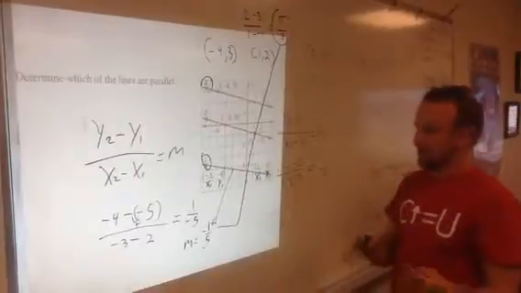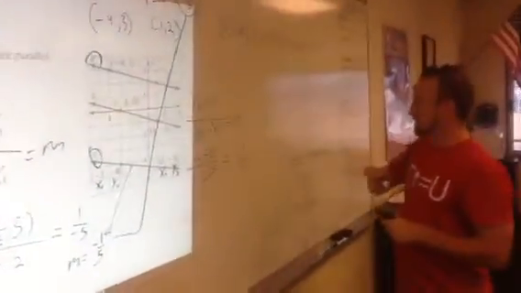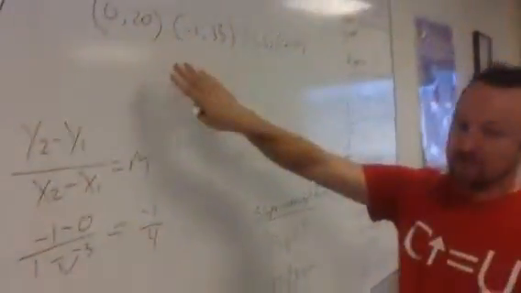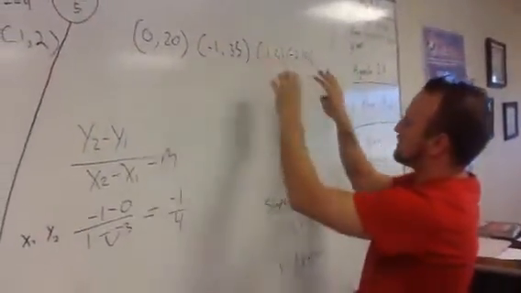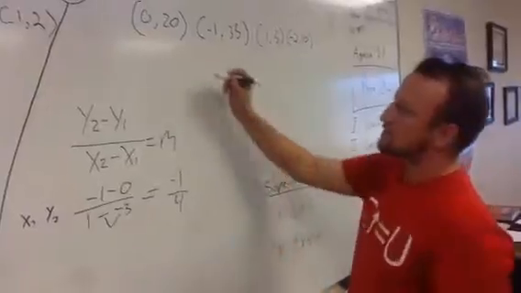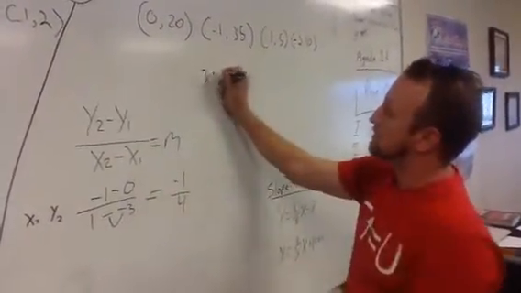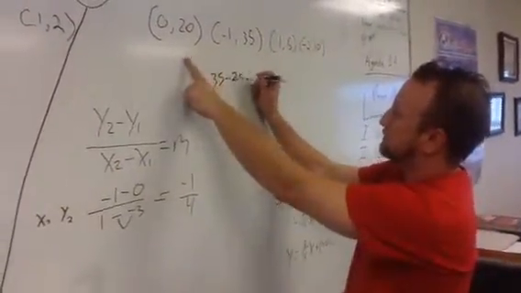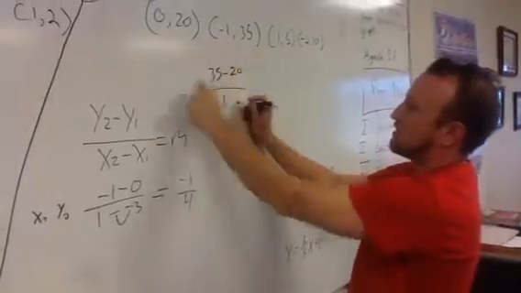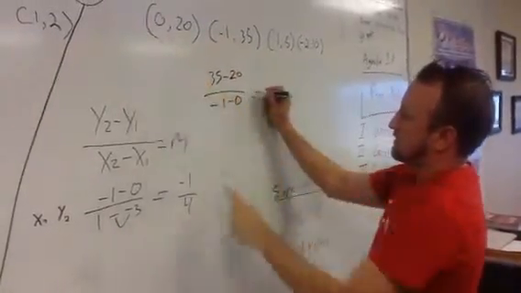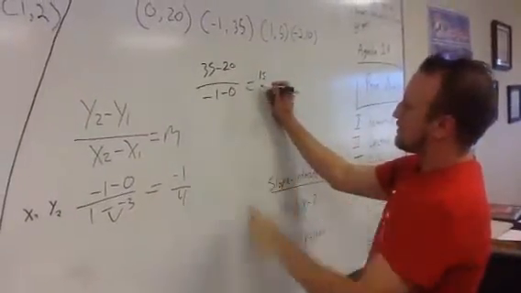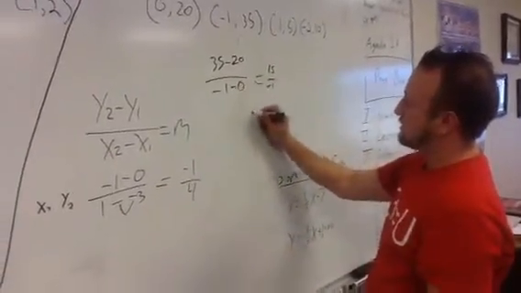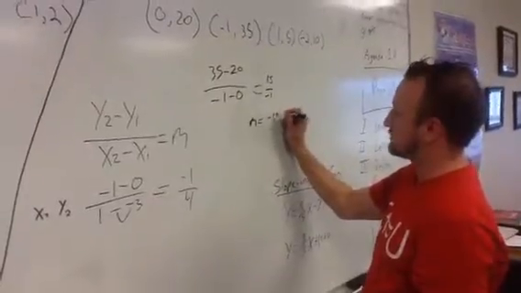Okay? Now, let's scoot over a little bit over here. And sometimes they don't give you the graph. Sometimes they just give you the points. And they'll want to know, are 2 points parallel with 2 other points? You just do the same thing we've been doing. The y2 minus y1 over x2 minus x1. And we would get 35 minus 20 is 15. Negative 1 minus nothing is a negative 1. That would be, the m would equal a negative 15.